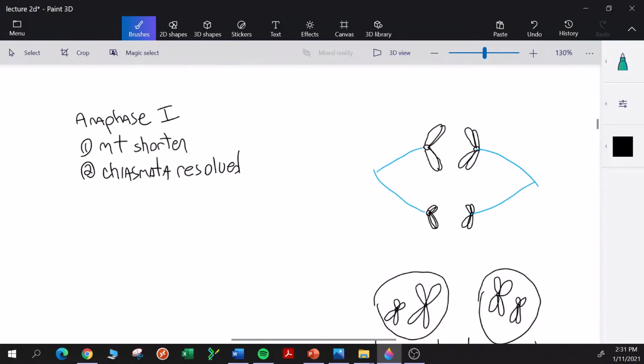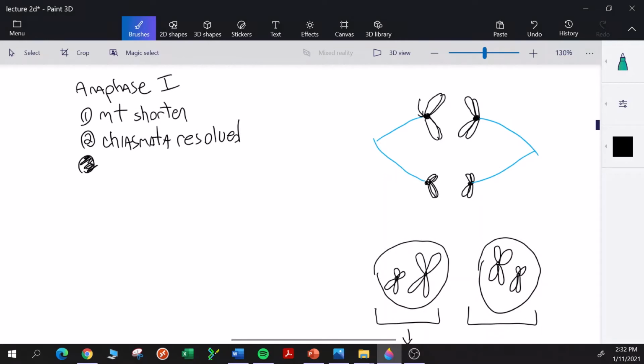Homologs of each pair, that is. And you know what, I won't put another step there, but what I will point out is that the sister chromatids are still held together by the common centromere, because the cohesin between the sister chromatids that we talked about in the previous lecture, that cohesin at the centromere, it's still intact. It has not been degraded. So that's why those sisters still stay together. Now that's Anaphase I. We can see the homologs moving to opposite poles.